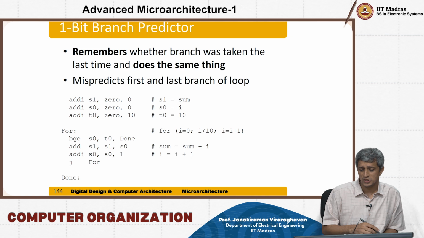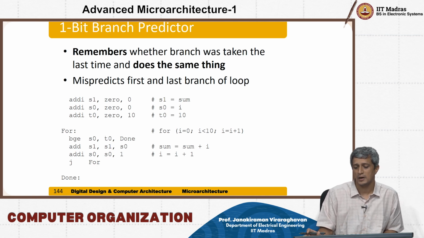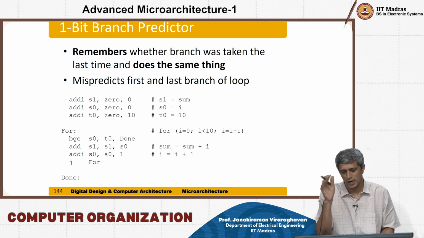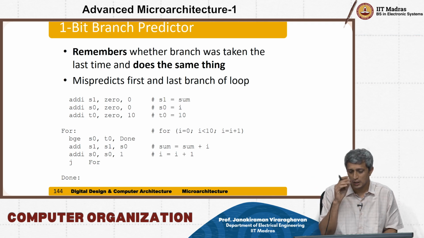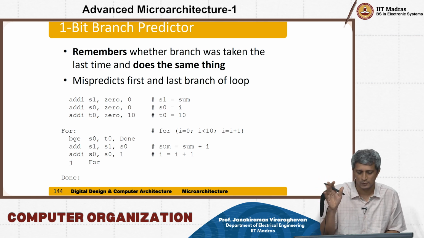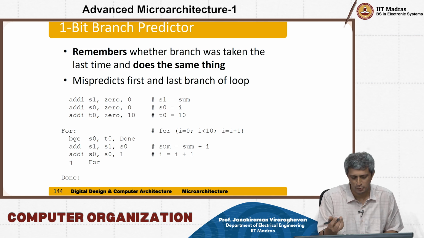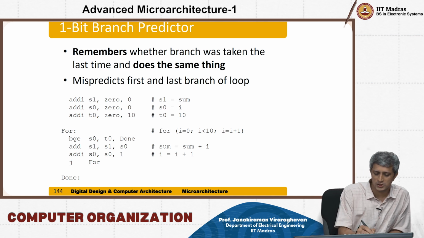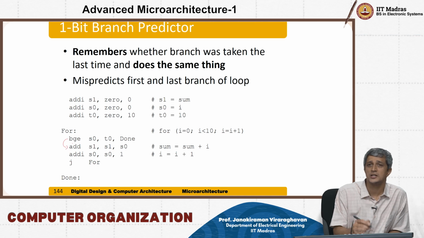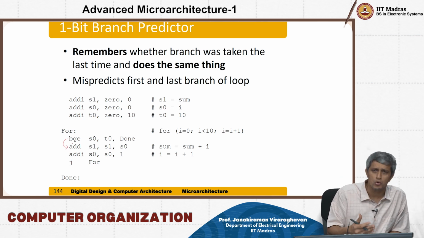So the 1-bit branch predictor remembers whether the branch was taken last time and does the same thing. And so it will mispredict the first and last branch of the loop, that's all. The first time it doesn't know, because the branch never had to be taken. So the first time the branch is not taken, second time, third time, fourth time, it will just continue to do exactly that.